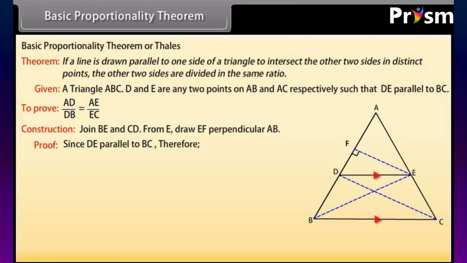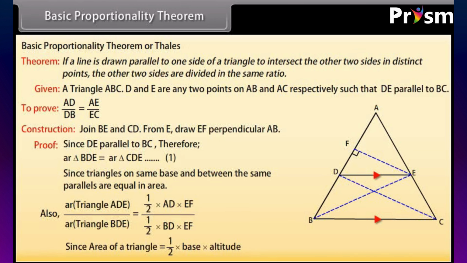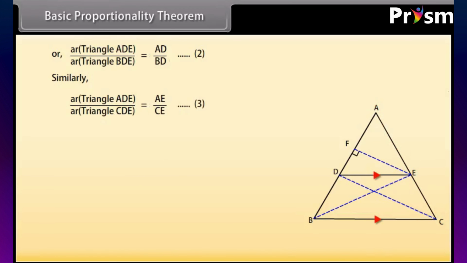Proof. Since DE is parallel to BC, the area of triangle BDE equals the area of triangle CDE. Mark it as 1. Since triangles on the same base and between the same parallels are equal in area, and since the area of a triangle is equal to 1 by 2 into base into altitude, area of triangle ADE upon area of triangle BDE is equal to AD upon BD. Mark it as 2. Similarly, area of triangle ADE upon area of triangle CDE is AE upon EC. Mark it as 3. From 2 and 3 we have AD upon BD equals AE upon EC, hence proved.